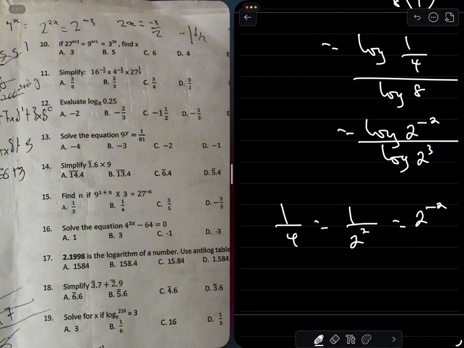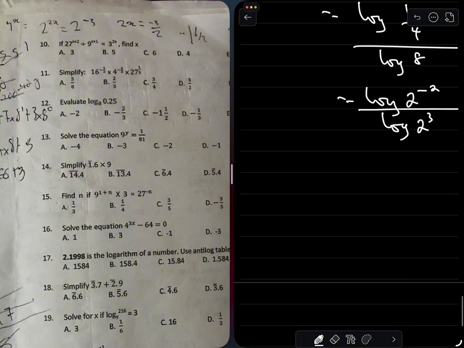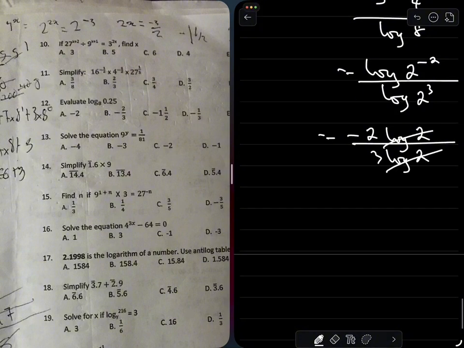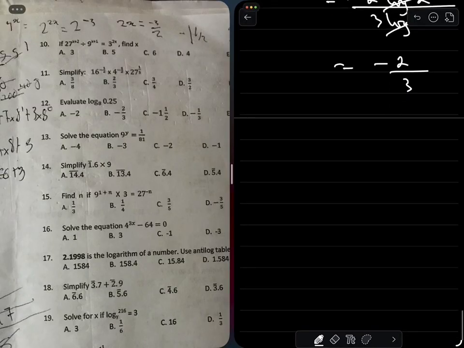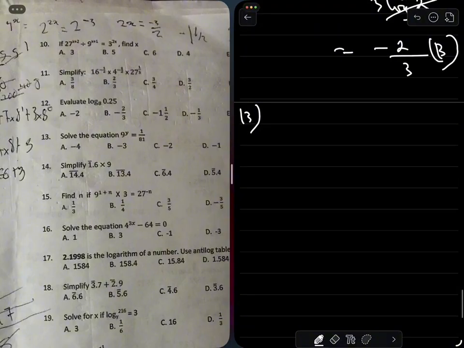Log 8 will be log 2 raised to the power 3, because 8 is 2 raised to the power 3. Do you understand? Yes, I've done it in decimals. That means minus 2 log 2 over 3 log 2. Log 2 here is 1, log 2 here is 1, and the answer is minus 2 over 3. What's the option that matches that? B. Beautiful.